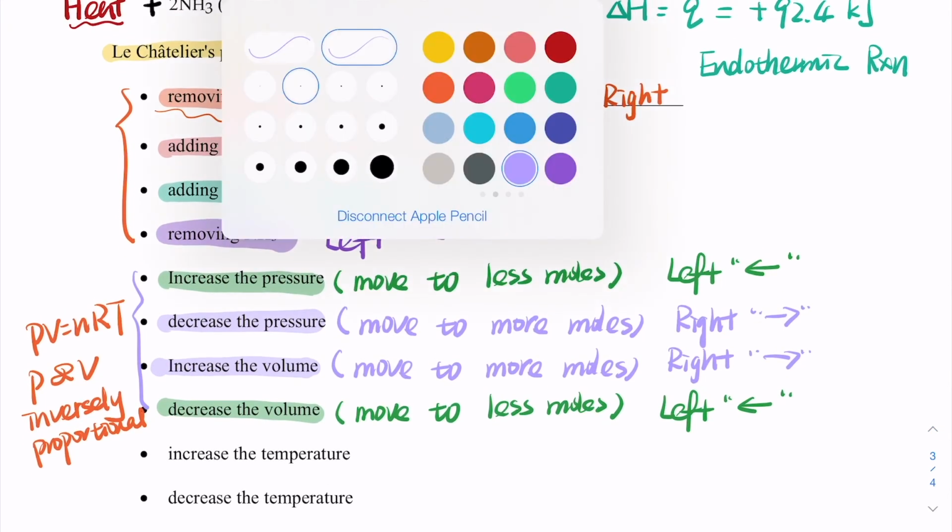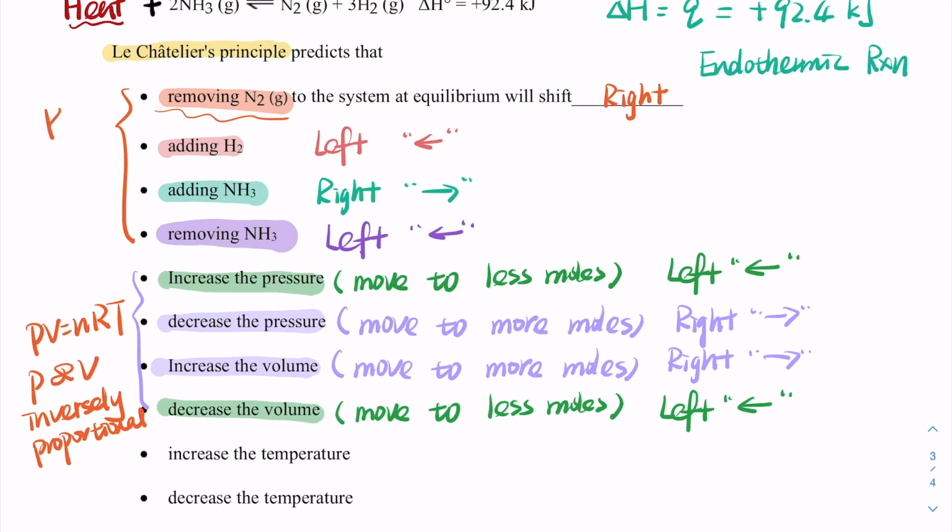We said for the first two situations, the equilibrium constant K doesn't change. It doesn't change. The system will counteract and re-establish the equilibrium. The same goes here: K doesn't change when you change the pressure or volume.